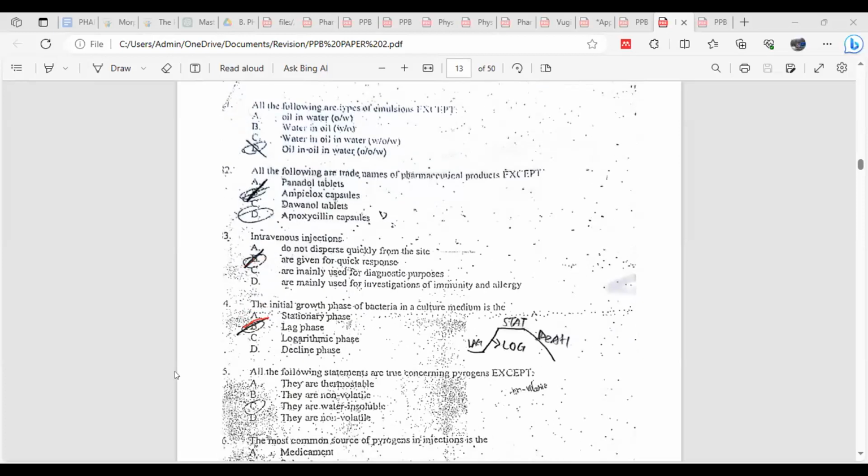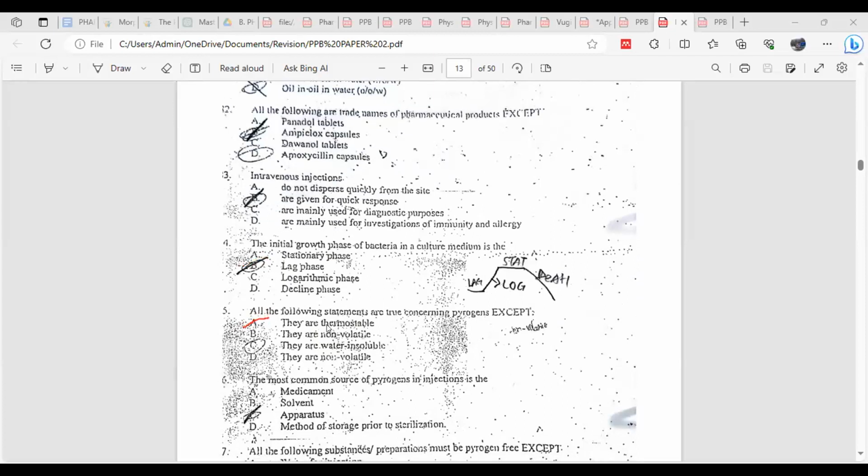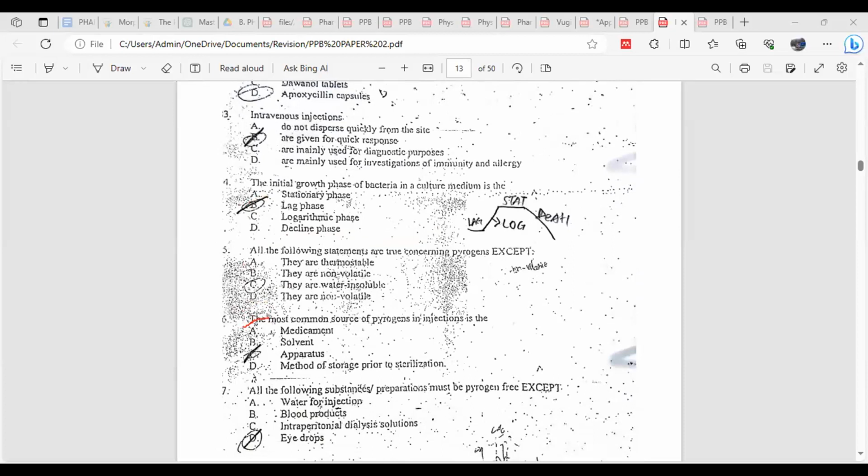Moving on. The initial growth phase of bacteria in a culture medium is the lag. In this lag phase, what are they doing, competing for what? Lag, how do we say it, they're mobilizing nutrients. Then log is when they're utilizing the nutrients, they're growing, they're multiplying.